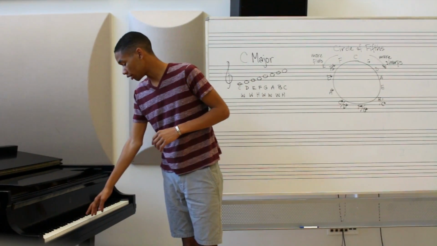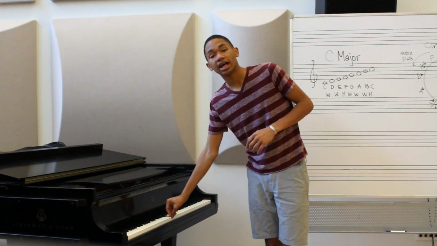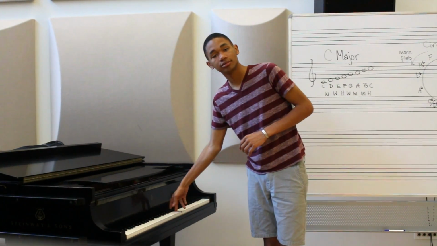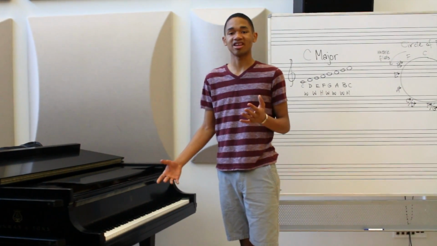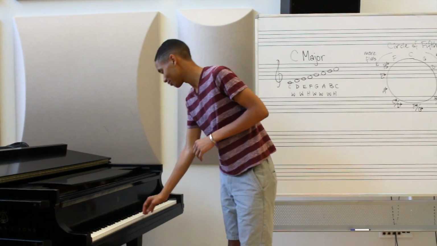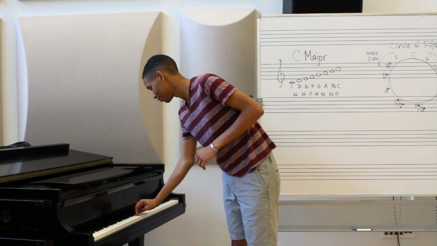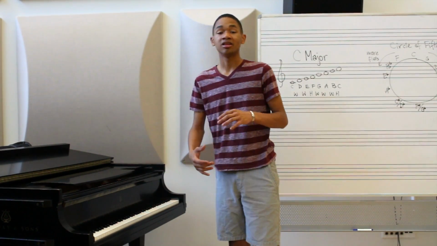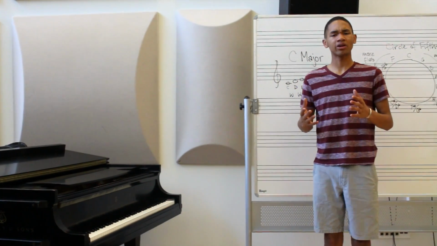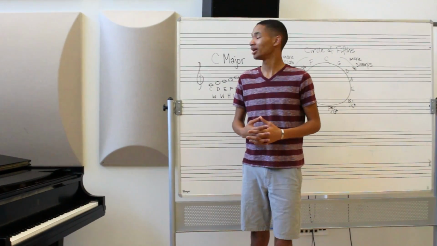So if you start on middle C, and then go to the next C up, and play every white note between those two notes, you will have the C major scale. It sounds like this. The major scale is a scale that we're fairly familiar with in Western music.